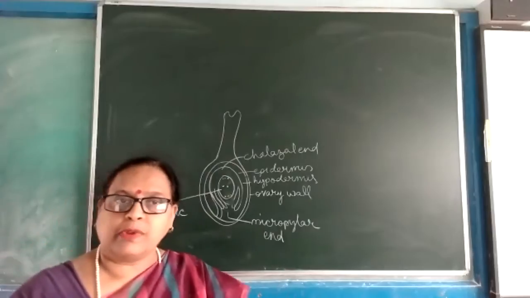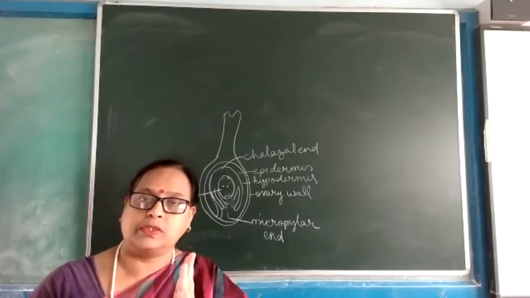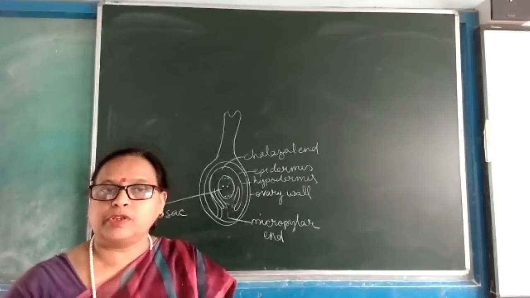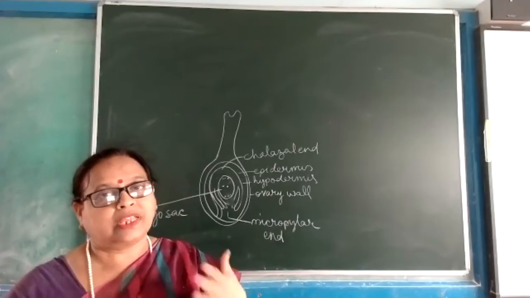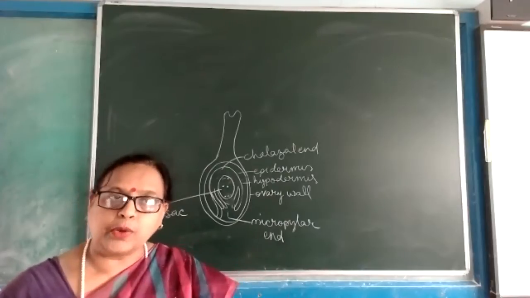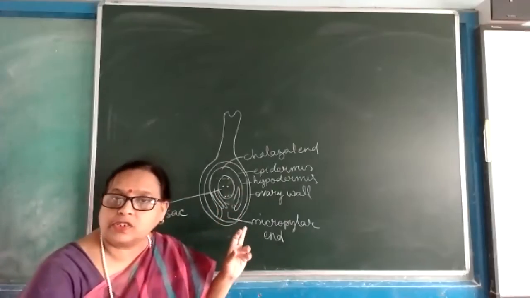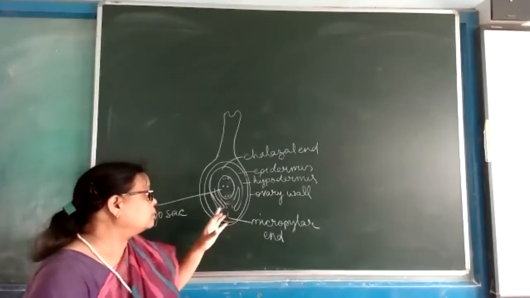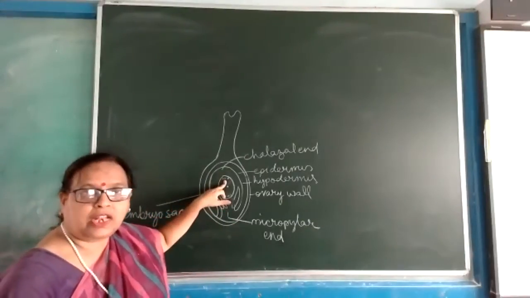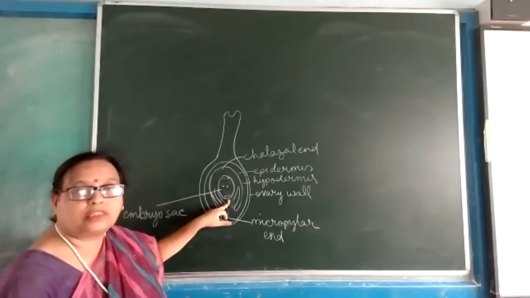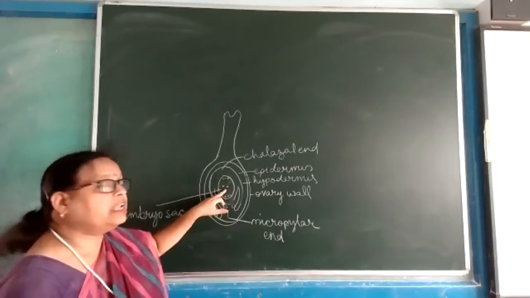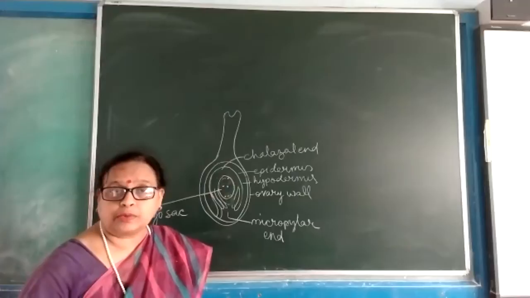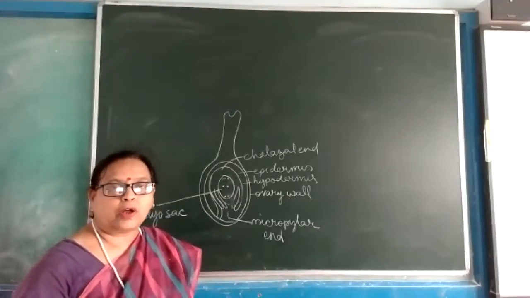And its nucleus will undergo 3 repeated divisions. First division produces 2, second division produces 4, and third division produces 8 nuclei. And these 8 nuclei will arrange in different regions of this megaspore mother cell. So, 3 will arrange towards the chalazal end, 3 will arrange towards the micropylar end, and 2 will arrange in the center. After this arrangement, the cell wall will be formed.